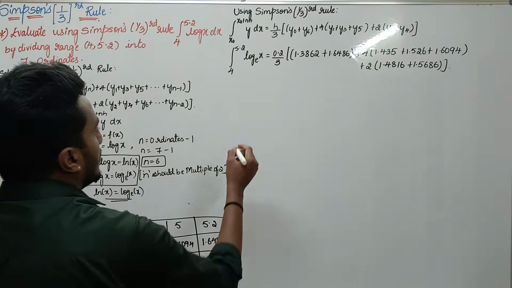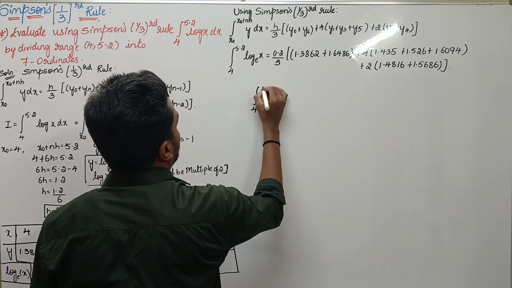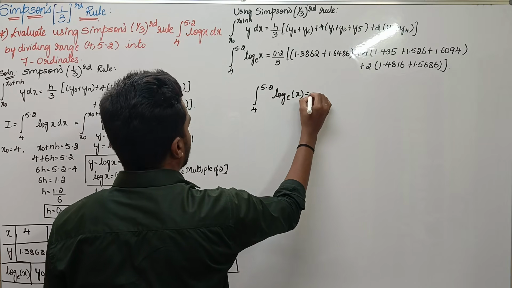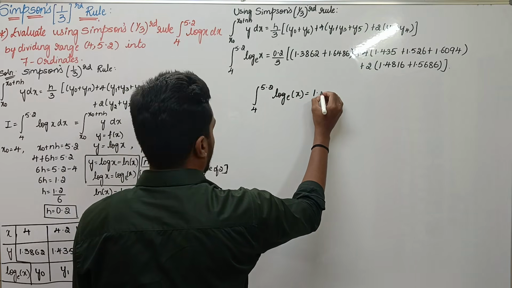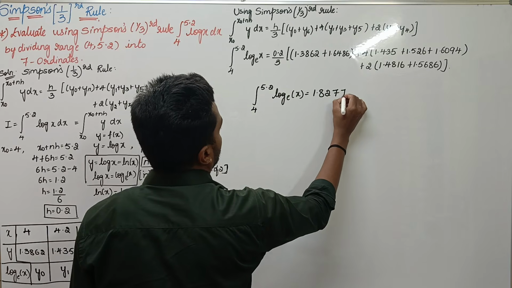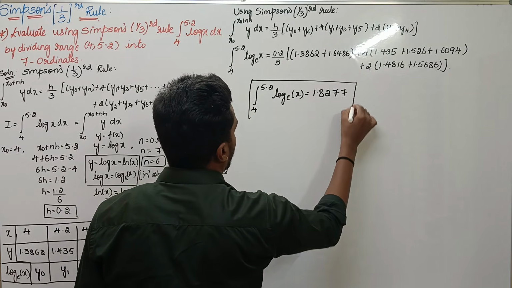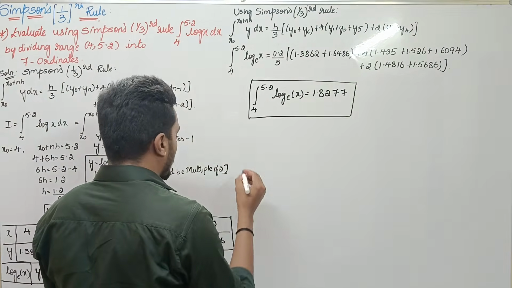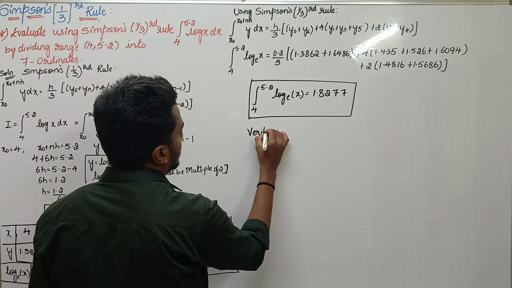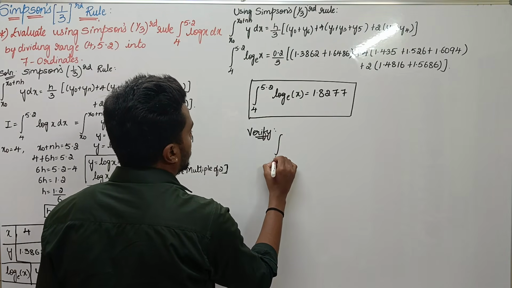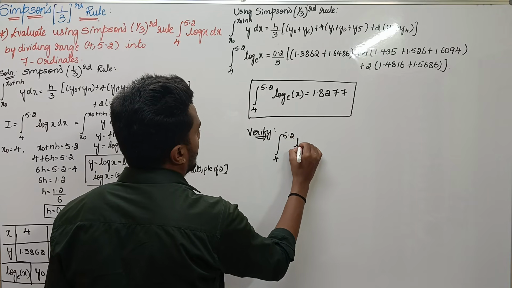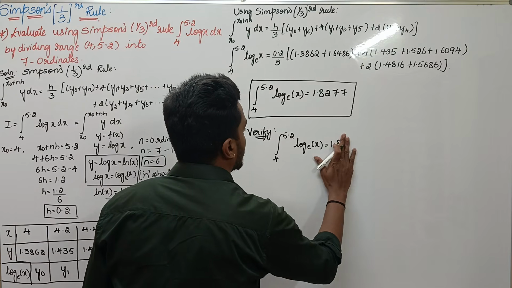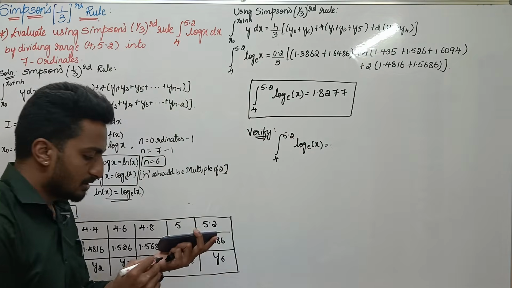We get integral 4 to 5.2 of log base e of x equal to 1.8277. Whatever value we have found, the approximate value of the integral of log base e of x, is it correct or wrong? How to verify? It is very easy. Let us find whether it is correct or wrong.